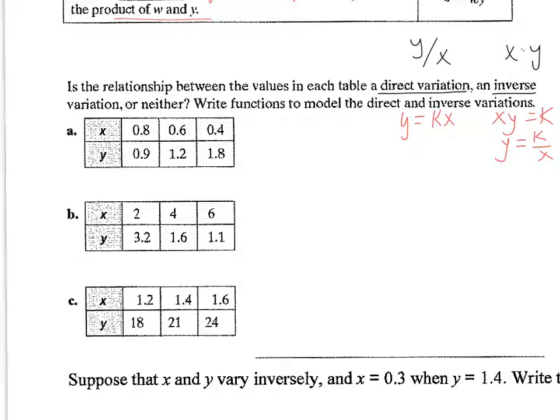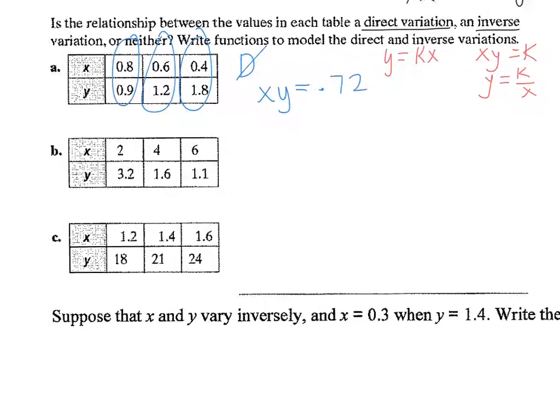So for letter A, first I'm going to divide. Is y divided by x all the same? Is 0.9 divided by 0.8 the same as 1.2 divided by 0.6, or 1.8 divided by 4/10? Is that all the same? No, it's not. So I know it's not direct. Then I checked inverse. If I multiply these two, am I going to get the same number every time? And yes, you do. You get 0.72, so it's inverse. So the k is 0.72, so you can write it as xy equals k, which is 0.72.